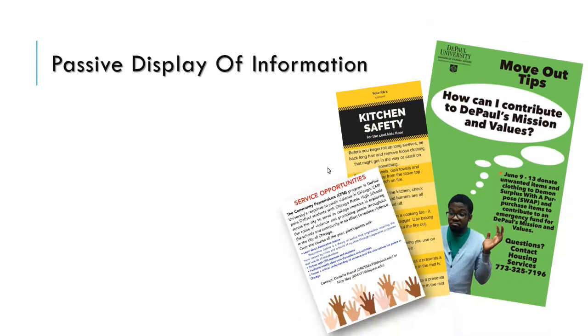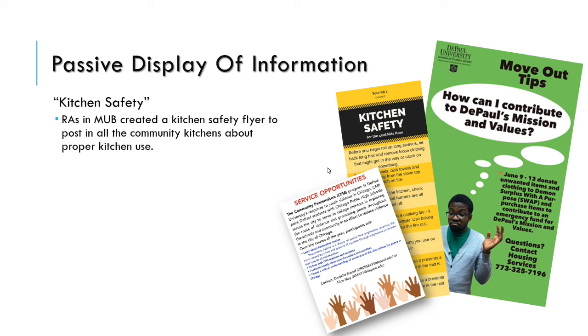All right, passive displays of information. These are also great ways. Sometimes you might have an idea around a theme that you want to communicate with your floor, or the entire building. Some examples of these passive displays include kitchen safety. RAs in MUB created a kitchen safety flyer that you see right here in the yellow to review proper kitchen use and make sure students are aware of how not to start a fire in the kitchen, how to clean up after themselves, especially in a community kitchen.